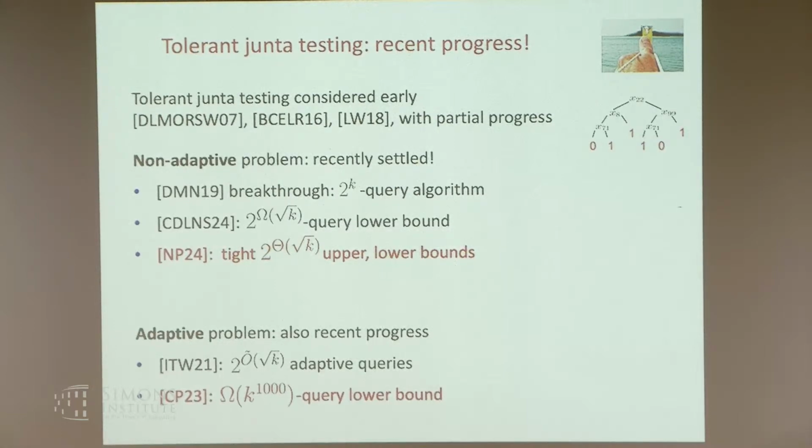It doesn't depend on n, but it's kind of hard. For adaptive testing, well, it's still pretty hard, but there's an exponential gap here between 2 to the root k and just this barely super polynomial bound. So there's been a lot of progress, but there's more to understand for junta testing.